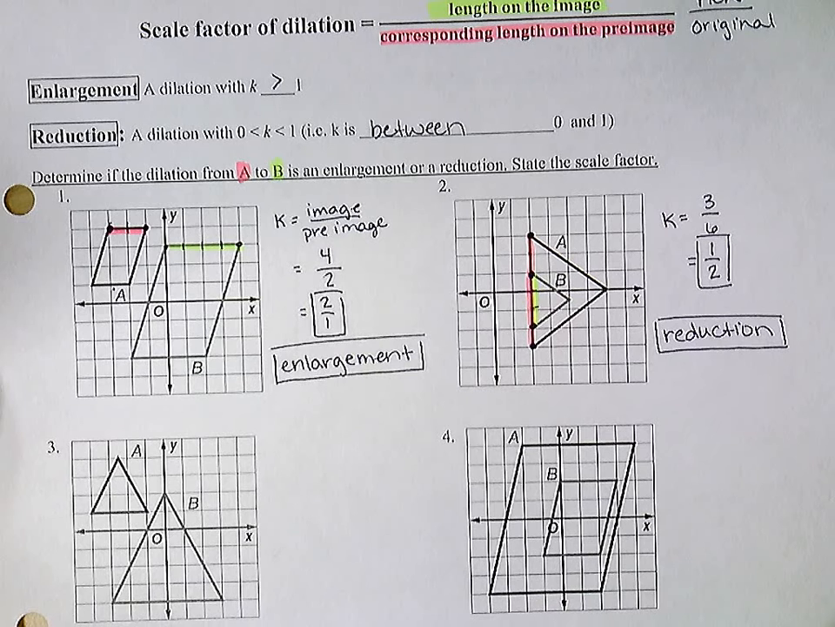Questions on 1 and 2? All right, I want you to try 3 and 4. Again, look for the sides that are horizontal or vertical, so you can just count the distance between those points. Because if you're picking ones that are diagonally through, you're going to have to use the distance formula. And that makes it a little bit more challenging.